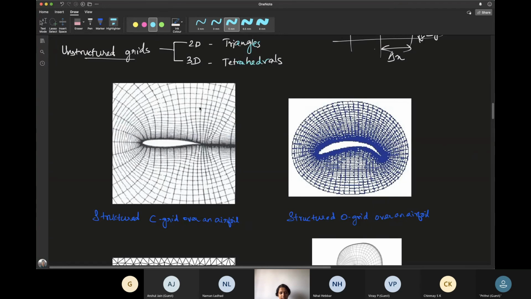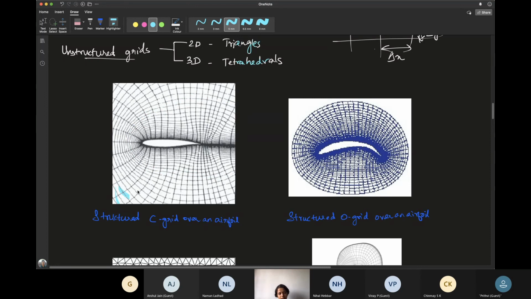So this is a C grid. If you look at this profile, it almost is like a C. There's no closure on the other side. It's a C grid because of this reason. And as and when you move close to the airfoil, the grid also becomes finer.